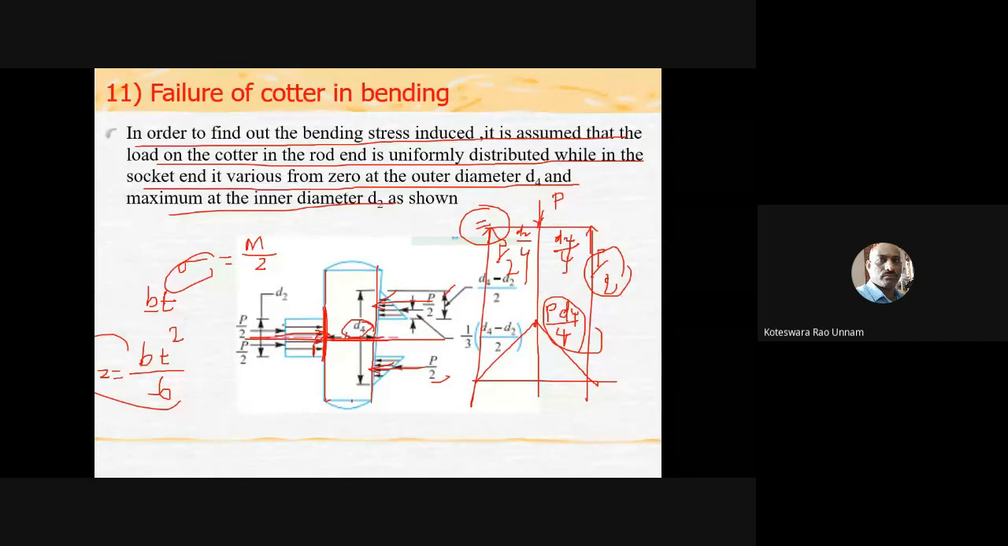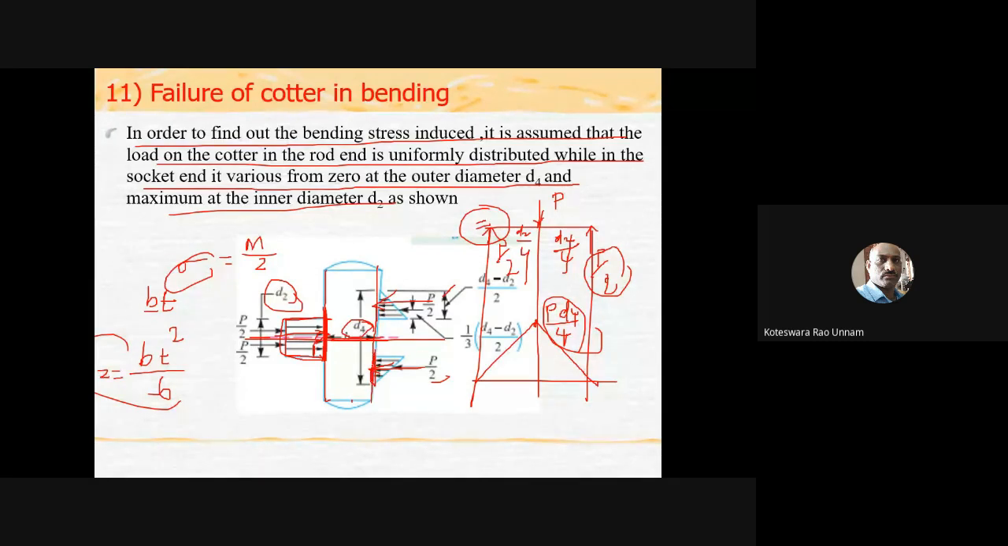So therefore, that's why he has considered that one as a distributed force here. So the total load here is equal to P only, but it is distributed across D2. That is nothing but the outside diameter of the spigot end here. So this side, it is in touch with the collar of your socket. So only this portion and this portion, it is in contact.